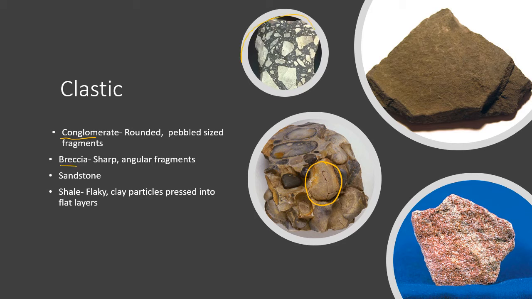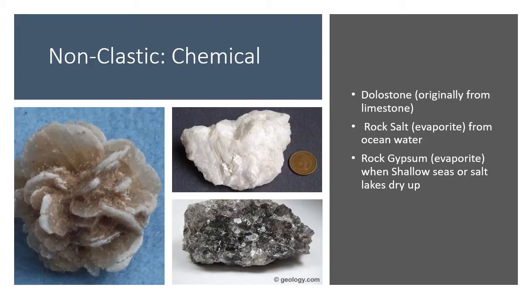Breccia over here, sharp angular fragments. So this rock is actually kind of smoother to the touch, but you can see that there are still large chunks of other rocks. We have sandstone. It's sand cemented together to make a stone. And that would be this right here, sandstone. And then our last one is shale. So that's made up of clay particles. And that's going to be the smoothest to the touch because clay is a very, very, very tiny particle. So it's going to be very smooth.